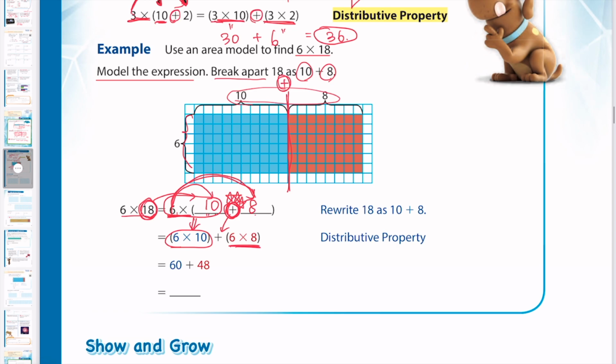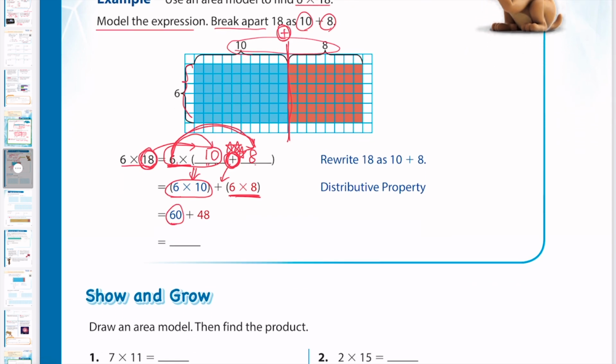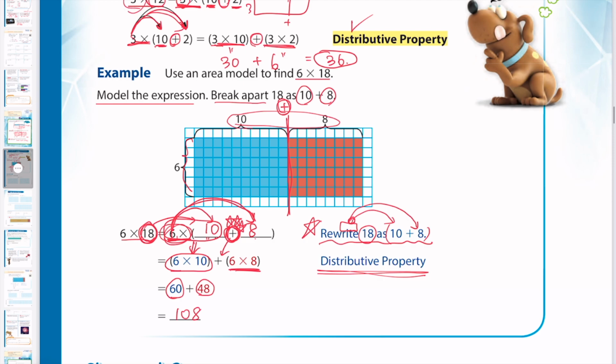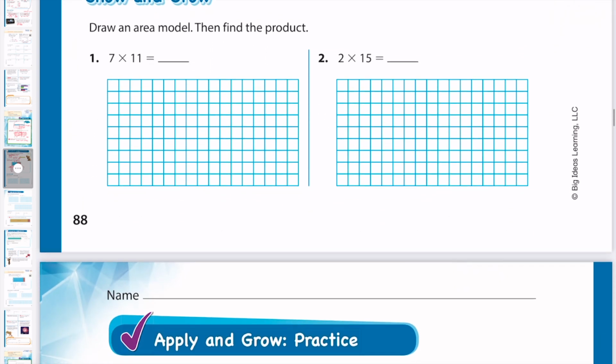Let's take a look. So 6 times 10 is what? 60. 6 times 8 is what? 48. When you add them together, it's going to be 108. This is the distributive property. And this is really important, to break apart. That means we write 18 as 10 plus 8. But then don't forget, you have to deliver from the one number that you have. Here it was 6, and before it was 3.